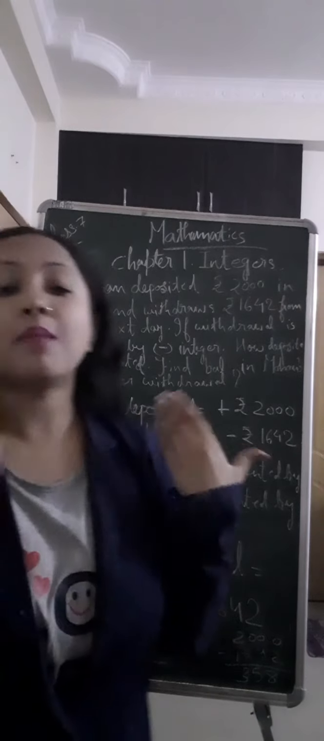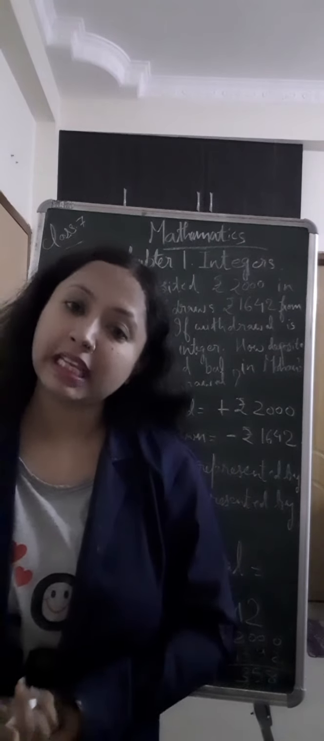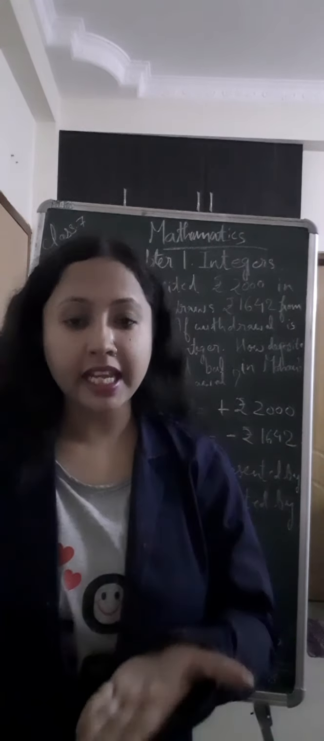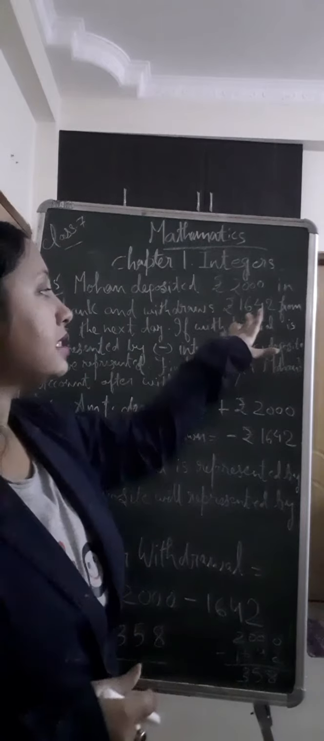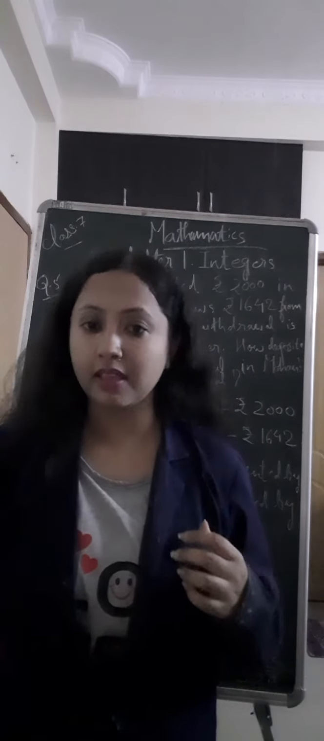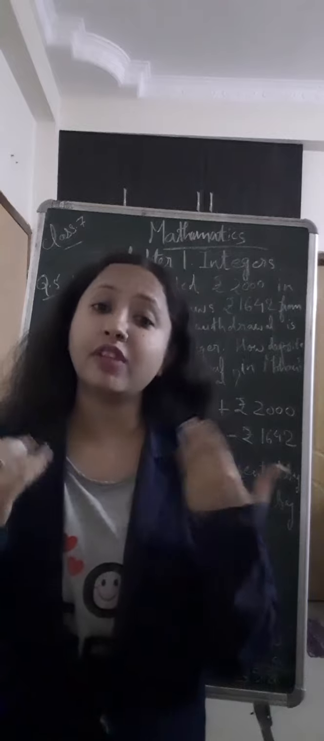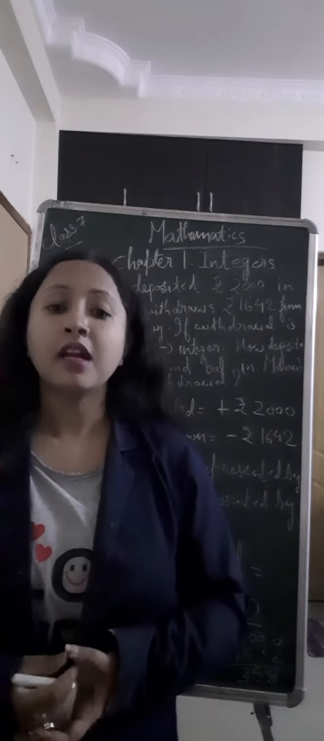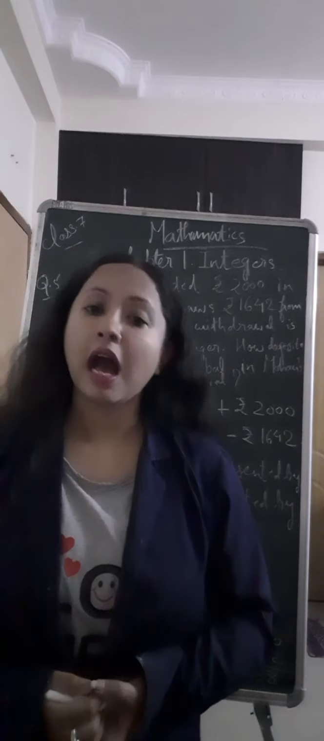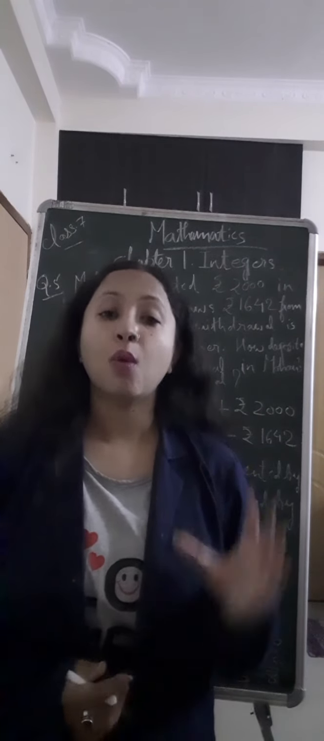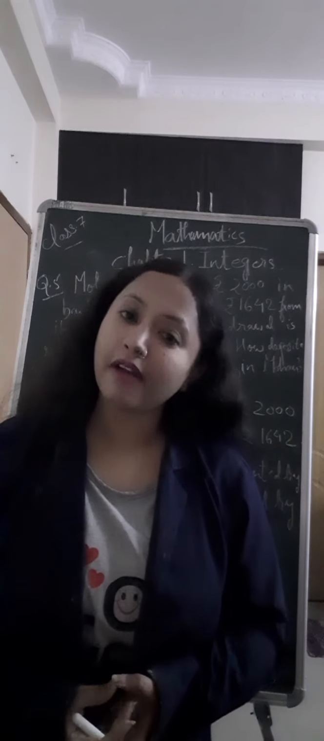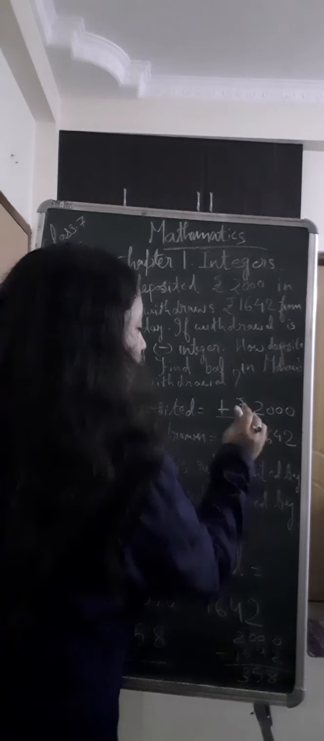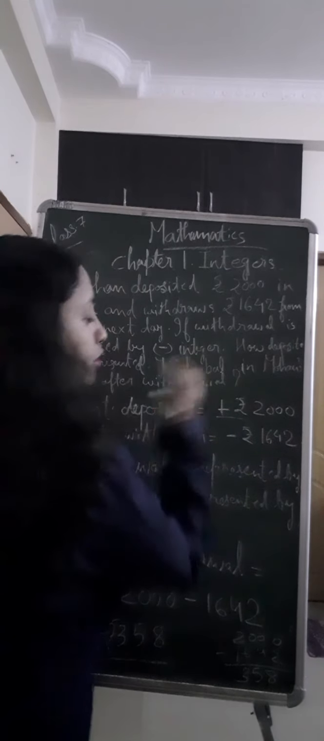Okay, so children, Mohan is having a bank account and he has deposited 2,000 rupees in his bank account, and the very next day he withdraws 1,642 rupees from the bank. Now it is saying that if the withdrawal is represented by a negative integer, how we will represent the deposit in the bank account, and also what is the balance in Mohan's account after the withdrawal. So let us see, children, the amount deposited, we have represented it as positive 2,000 rupees.